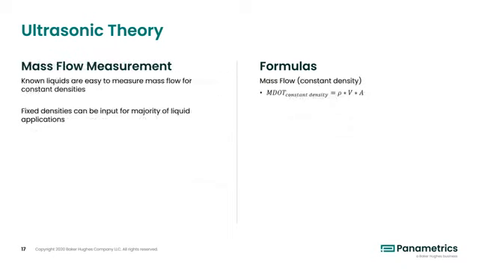The last calculational parameter we're going to discuss is the mass flow measurement. Since all of these applications with the Panametrics liquid flow meters are on known density or known compositional lines, it is very easy to calculate the mass flow. Simply take the density of the fluid and multiply it by the volumetric flow.